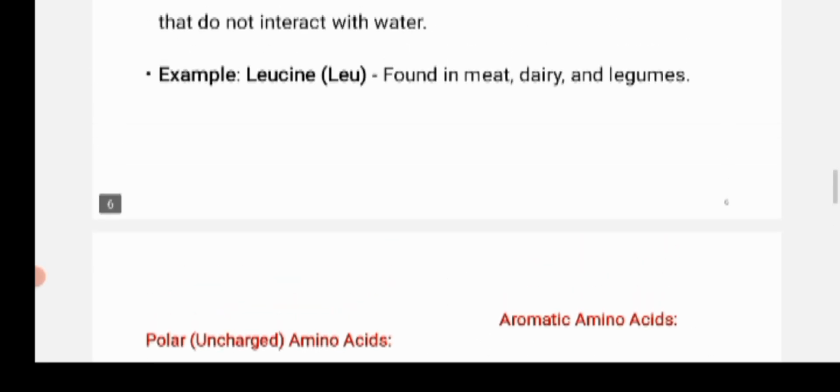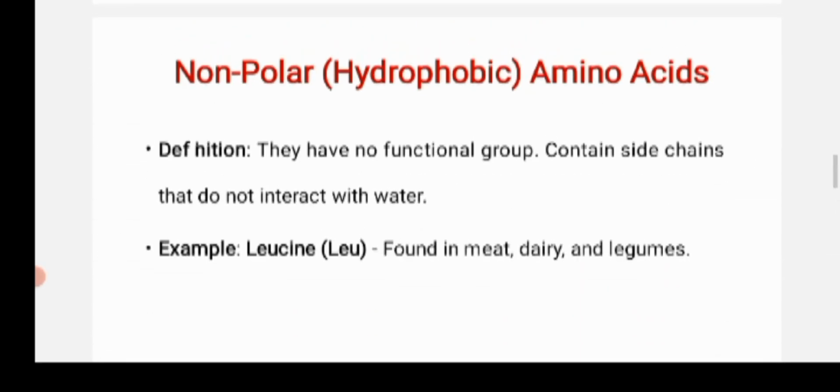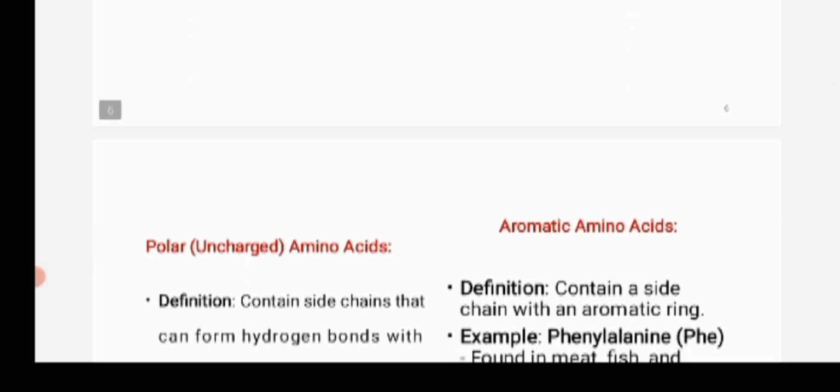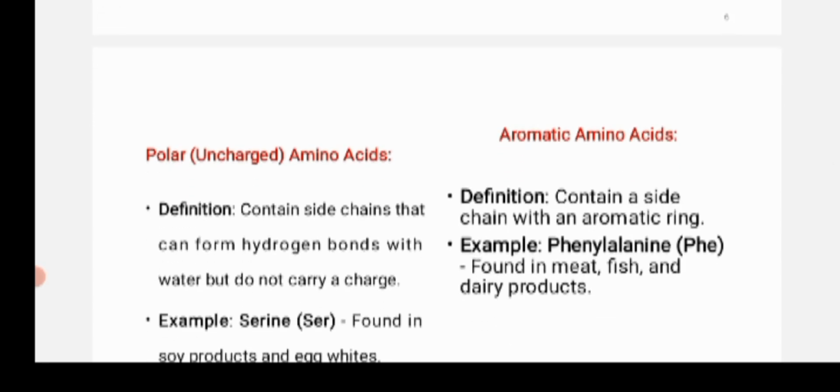composition of the side chain. First, I will recall. The first one is non-polar amino acid. There is no functional group present in the side chain, so it does not interact with water. It is mostly found in meat and dairy, and the best example is leucine. Polar amino acid has a side chain that can form hydrogen bonds with water but does not carry a charge. It is found in soya products and egg whites. The best example is serine.